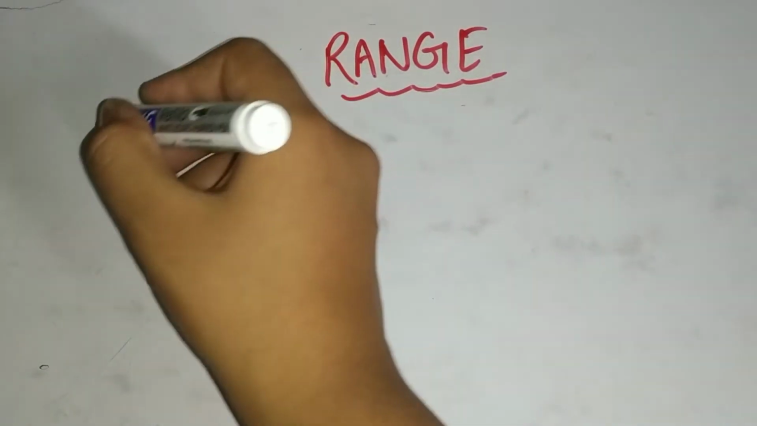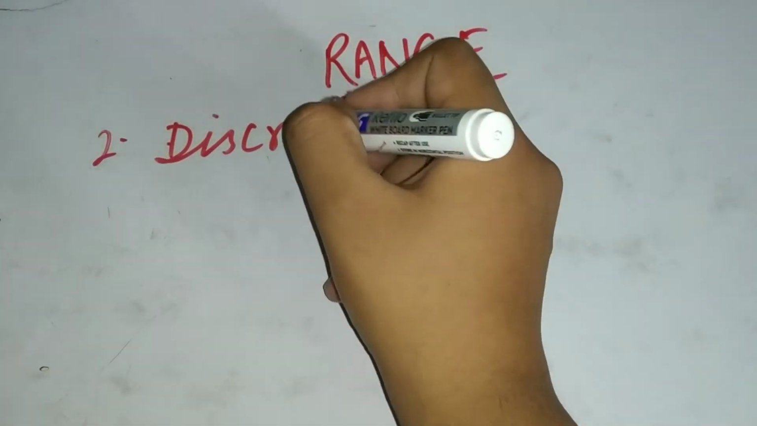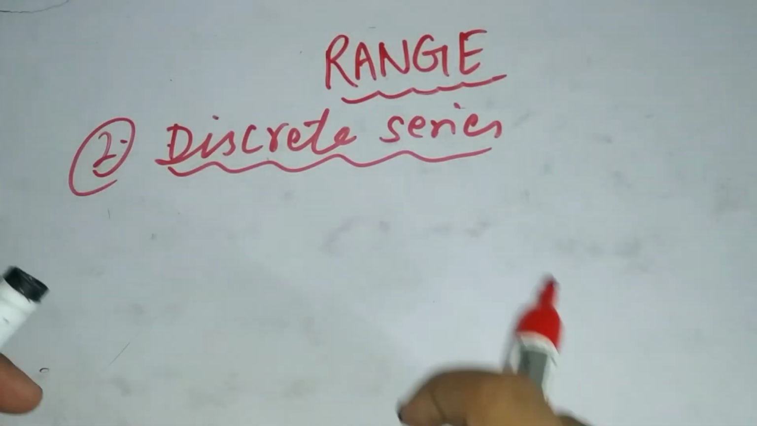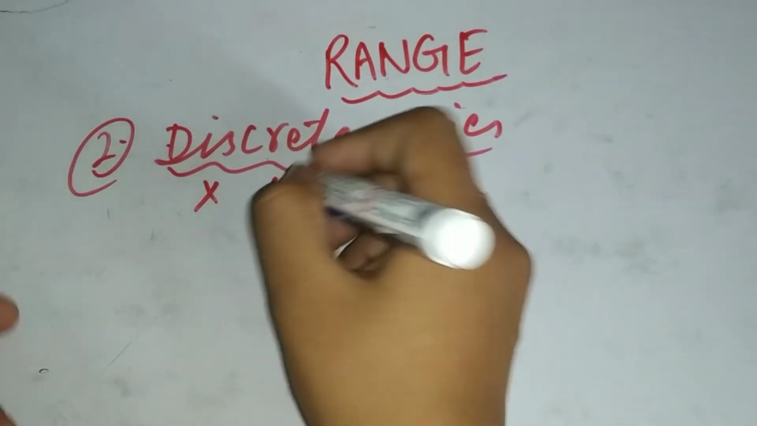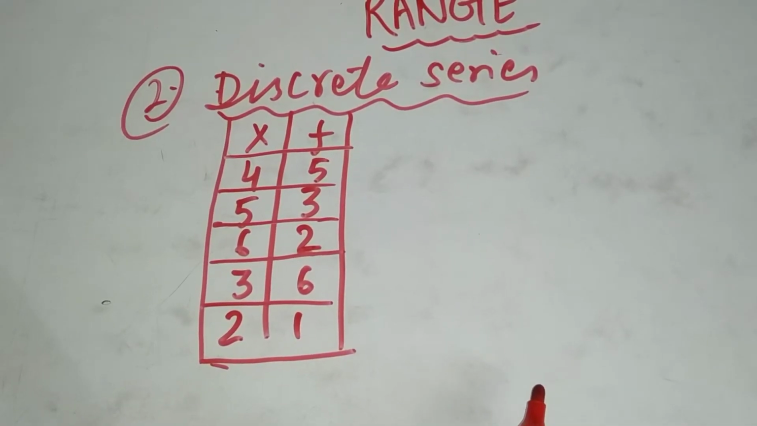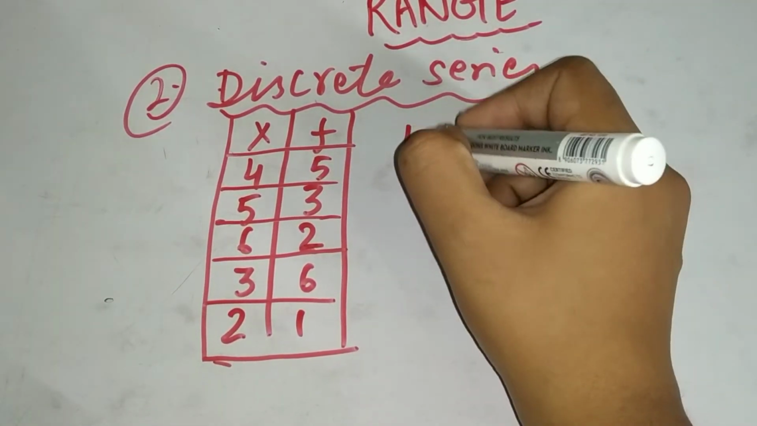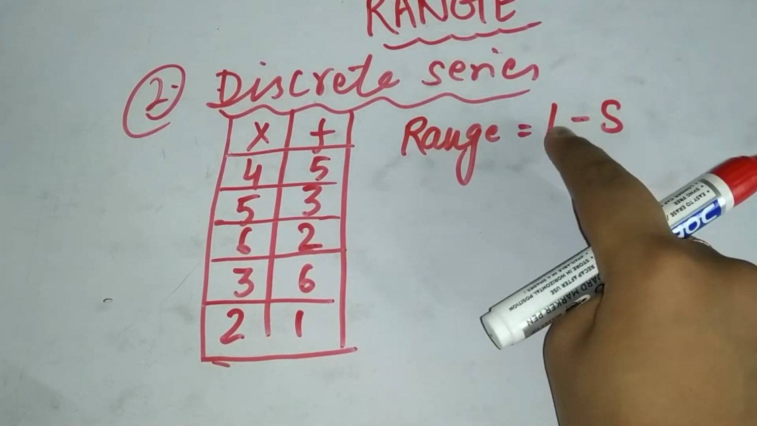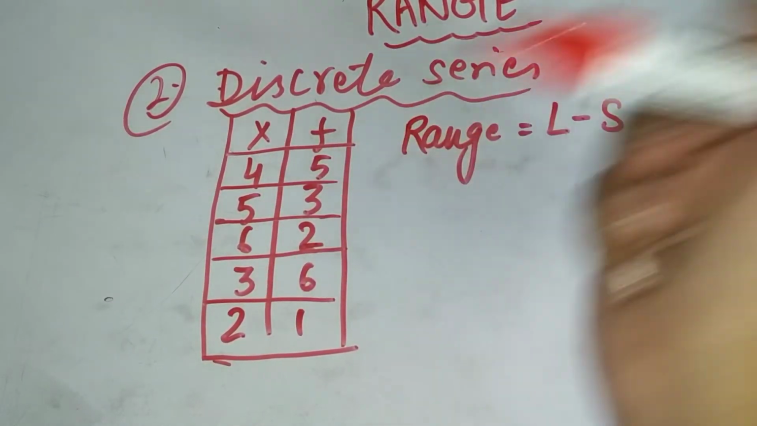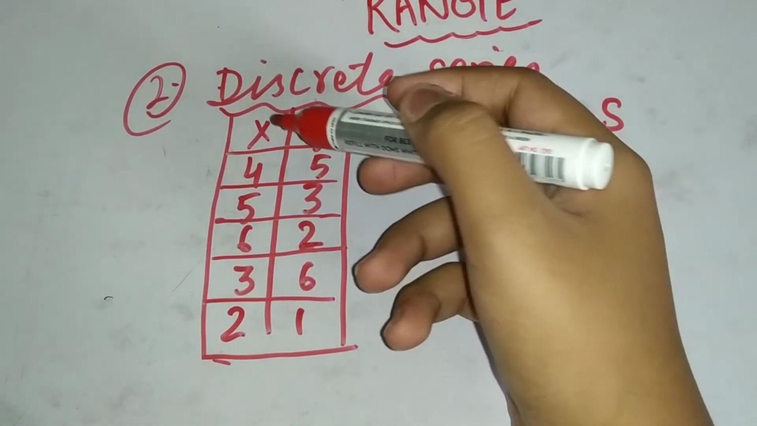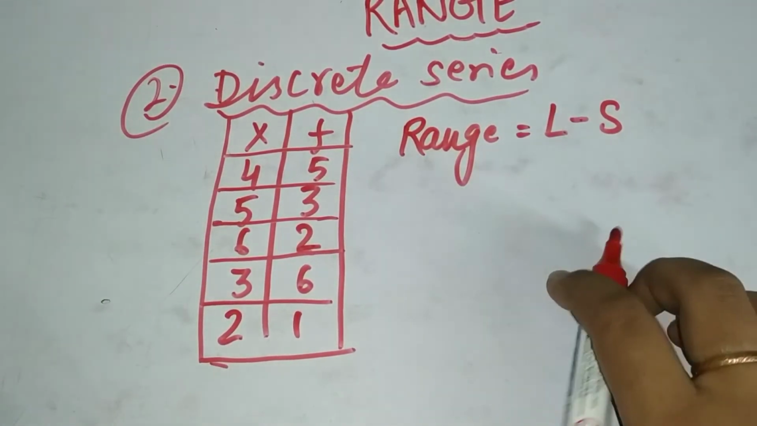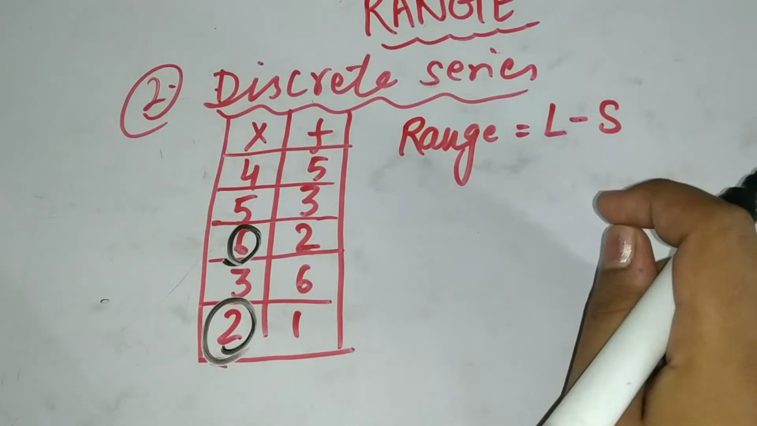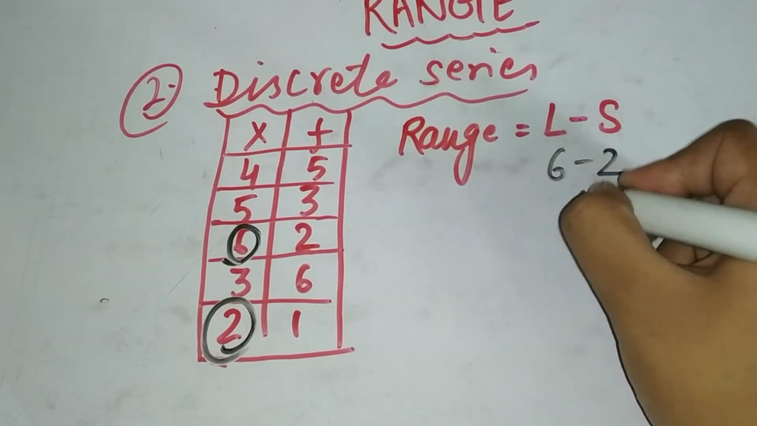The second type of series is discrete series, in which frequencies are also given along with the values of x. Taking a very simple example, calculate the value of range first. Range is equal to largest value minus smallest value. From the values of x we will look at the largest and smallest value. The largest here is 6 and the smallest is 2. So the value for range is 6 minus 2 is equal to 4.